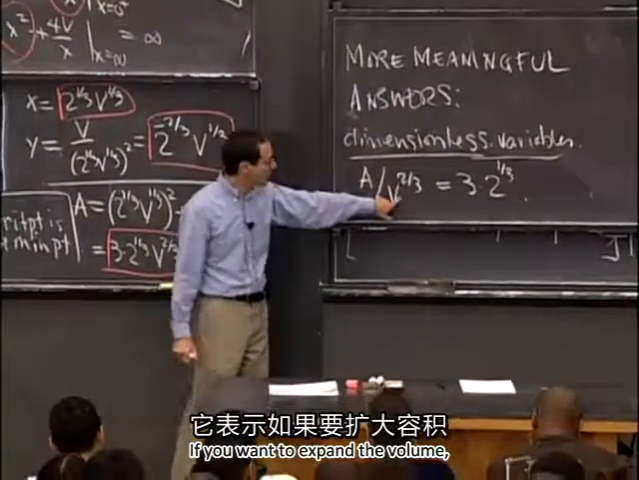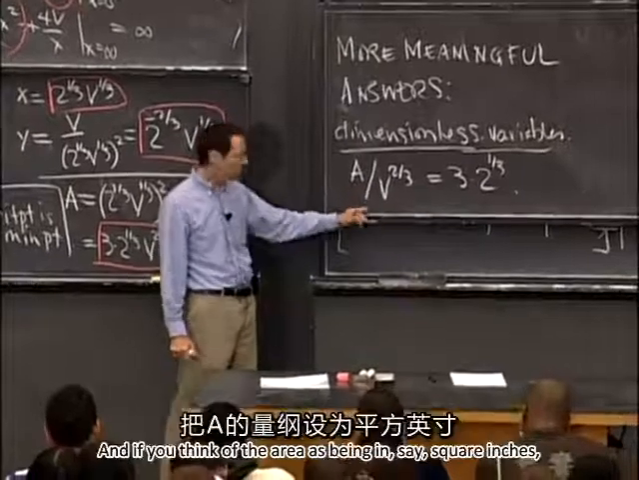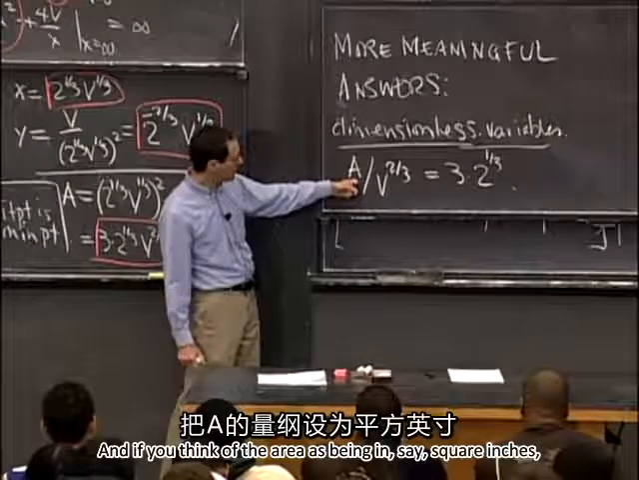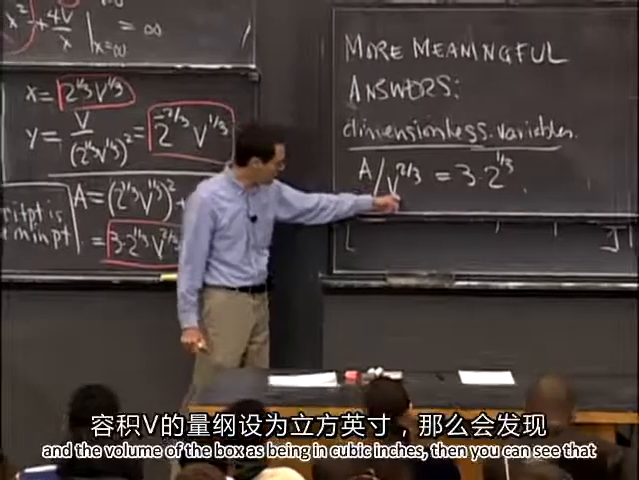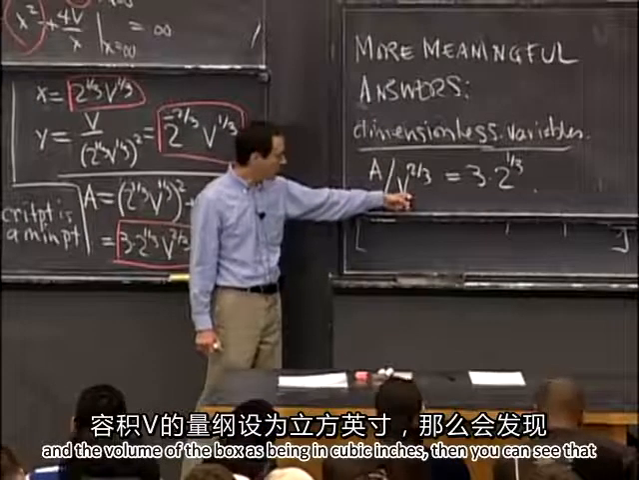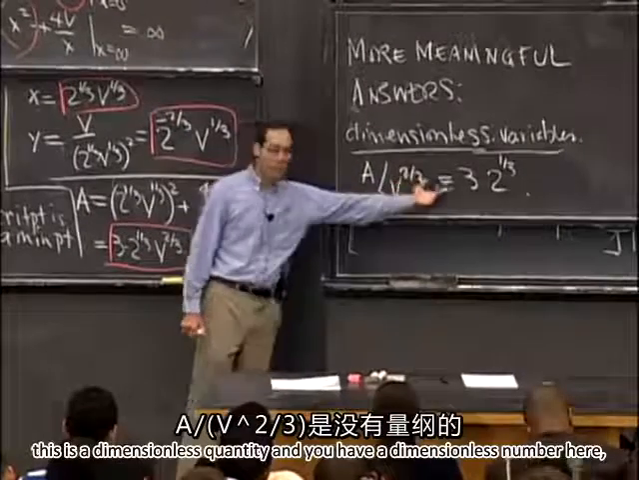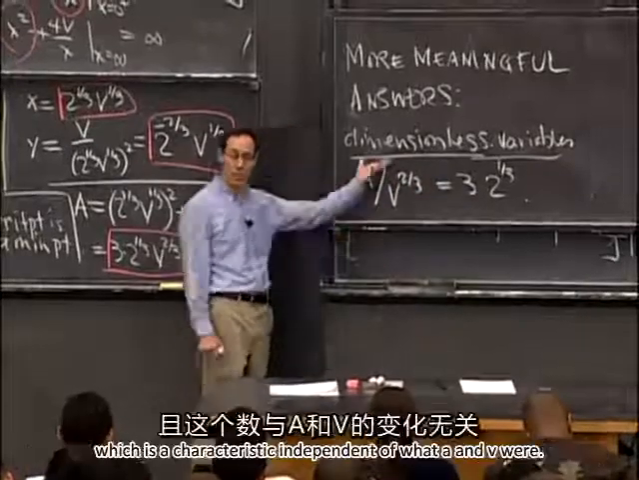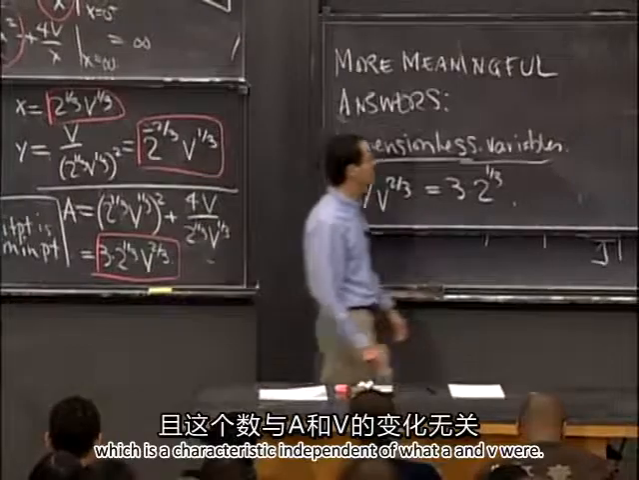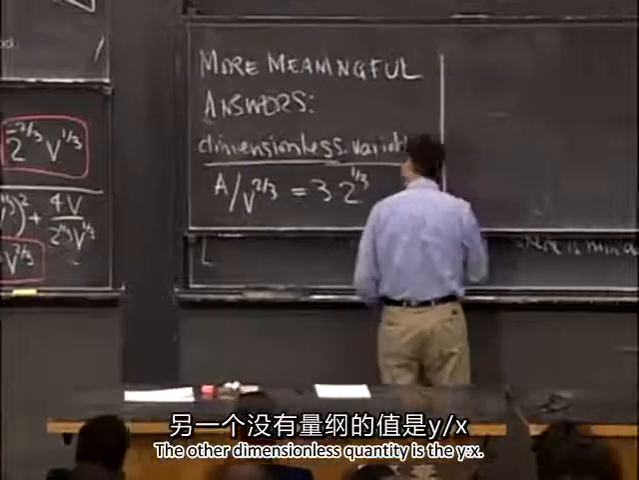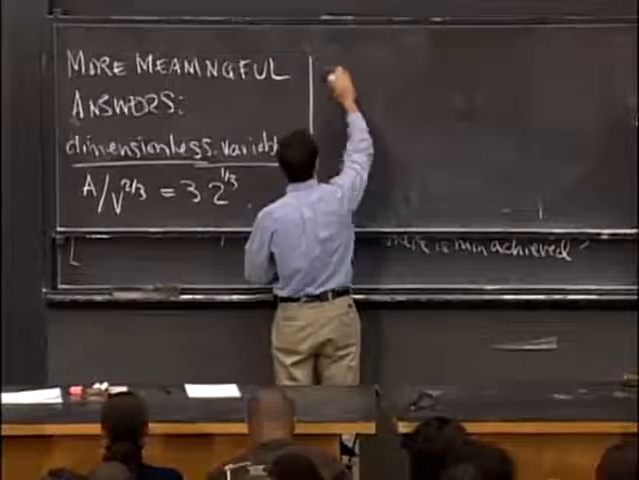If you want to expand the volume, you'll have to expand the area by the 2/3 power of the volume. And if you think of the area as being in, say, square inches, and the volume of the box as being in cubic inches, then you can see that this is a dimensionless quantity and you have a dimensionless number here, which is a characteristic independent of what A and V were. The other dimensionless quantity is the ratio of y to x, or x to y.